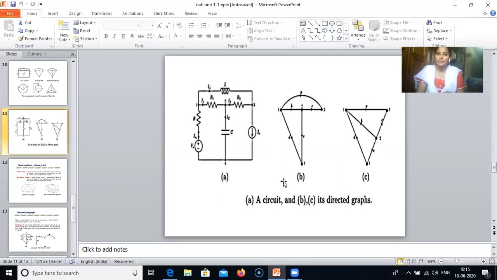Okay. Next one is the directed graph. See here, this is a simple circuit, and when we are drawing the graph, first point I have told you is resistors, inductors and capacitors must be replaced by line segments like this, and the voltage source must be short circuited. So here one voltage source is present, so it is short circuited, and here one current source is present, so it is open circuited. Okay, and this is the graph for this network. You can draw either in this way or in this way, any of the ways.